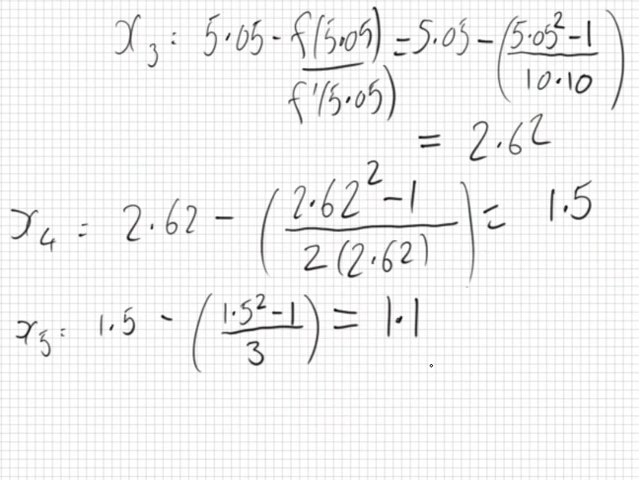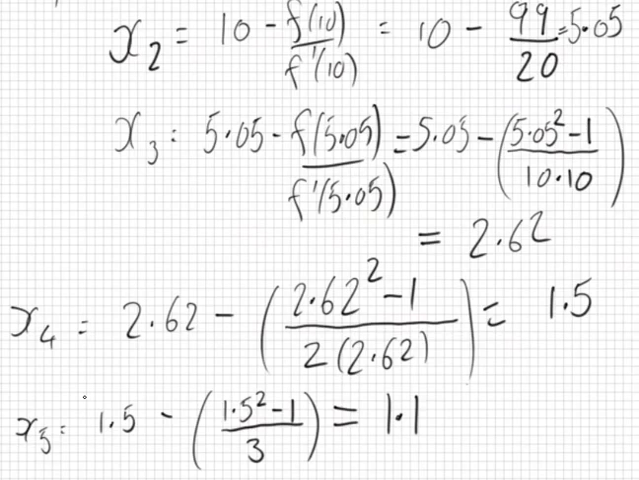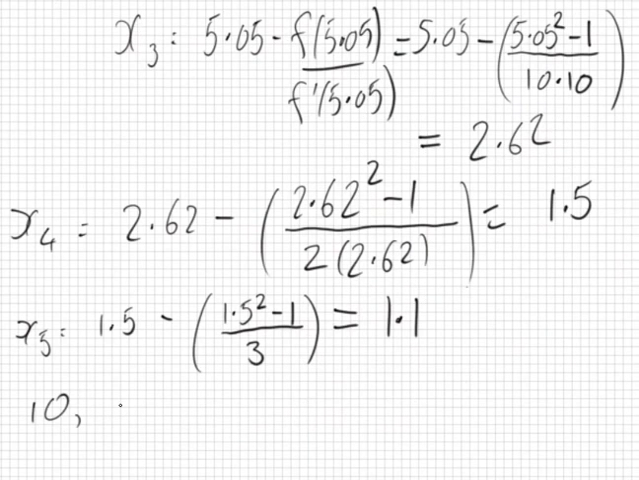So if you were to look at our numbers, we started off with 10. Then what was the next one? 5.05, 2.62, 1.5, 1.1, and I guess if we do the next one, it'd probably be something like 1.01, I'm guessing.